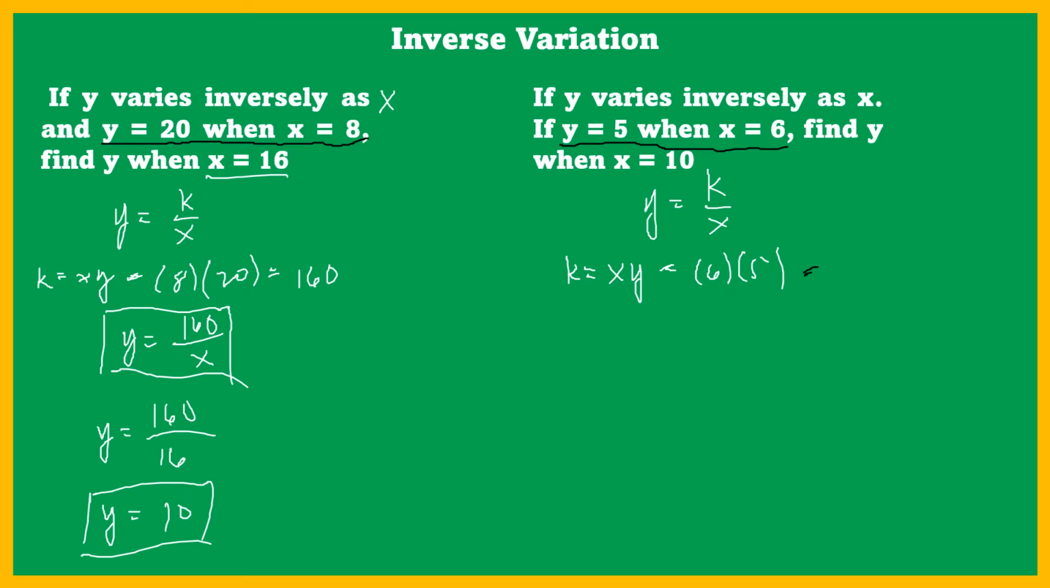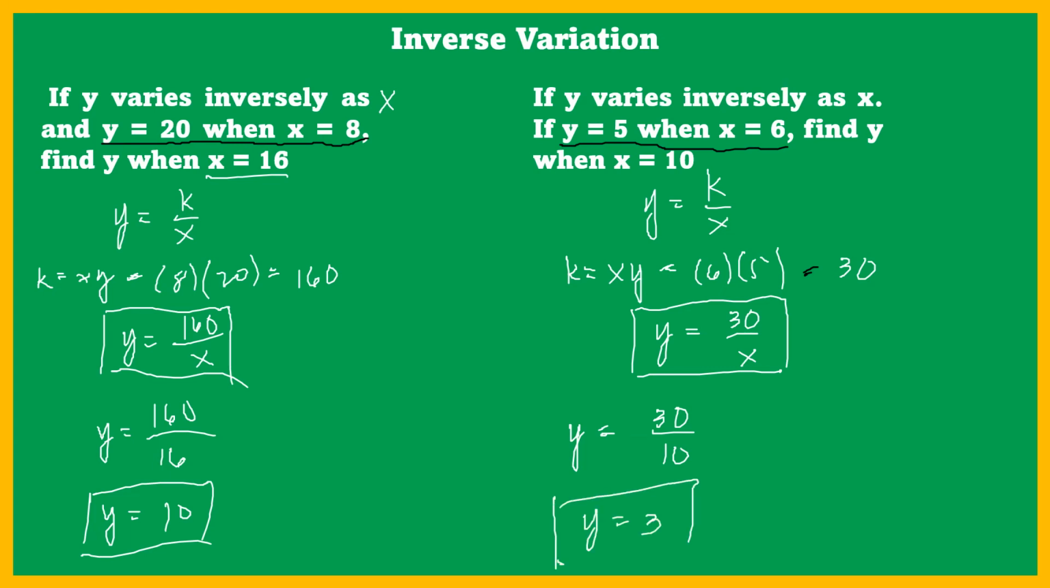Then we have 30. So our constant of variation is 30, and then substituting it to the equation, we have y is equal to 30 over x, and this is our equation of variation. Then by substitution, solve for y. So y is equal to 30 over 10. Then that means y is equal to 3. So that is our answer to the problem.